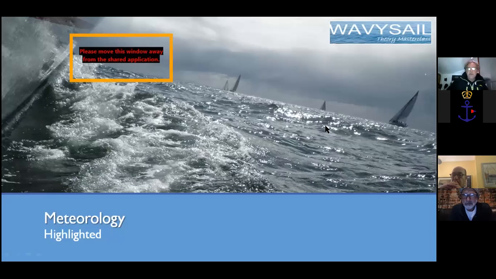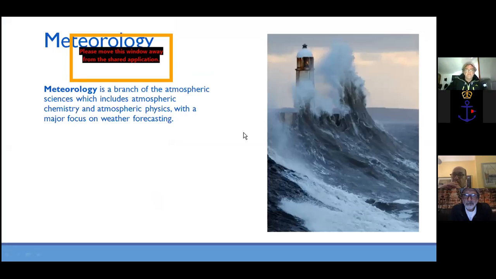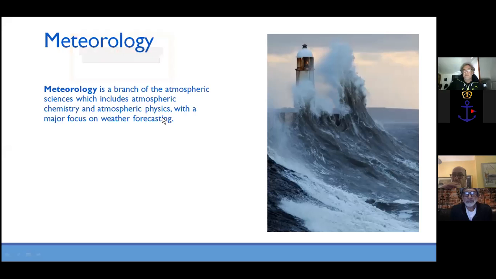Okay, meteorology. Change the topic completely. First thing, what is it? It's a branch of atmospheric sciences. It's the most inaccurate science I know, I'll be quite honest, but it does atmospheric chemistry, atmospheric physics, and then a major focus on forecasting. So they do take physics and chemistry into account when trying to put things together.